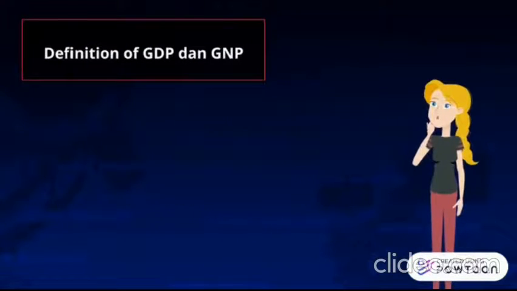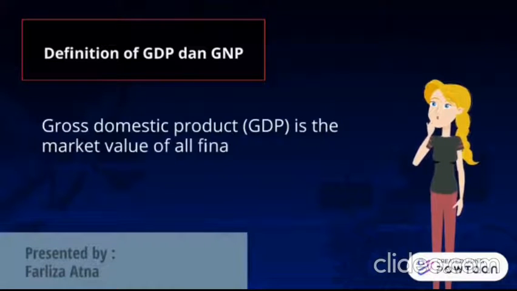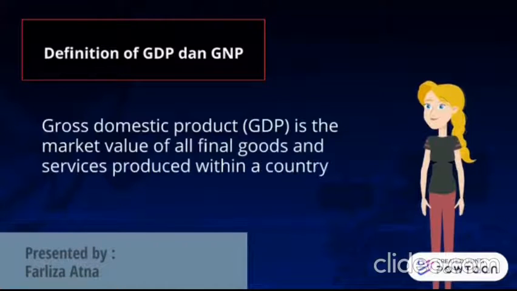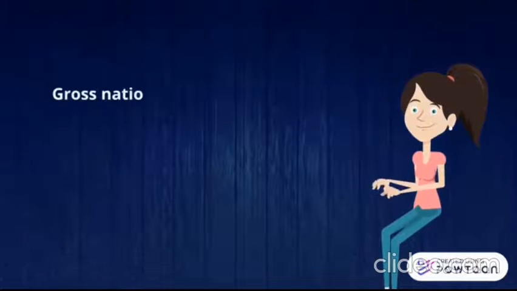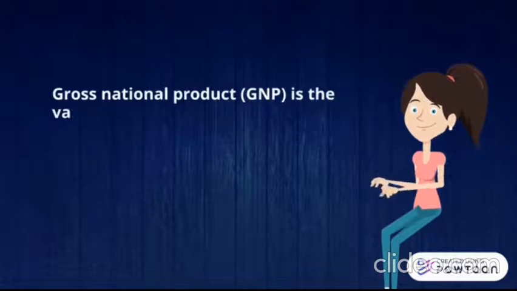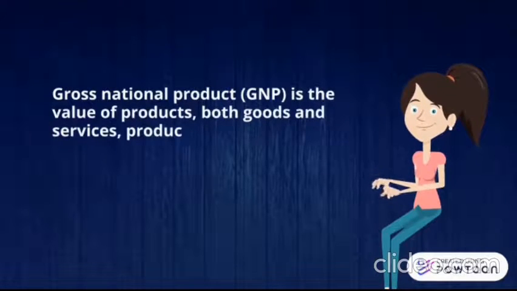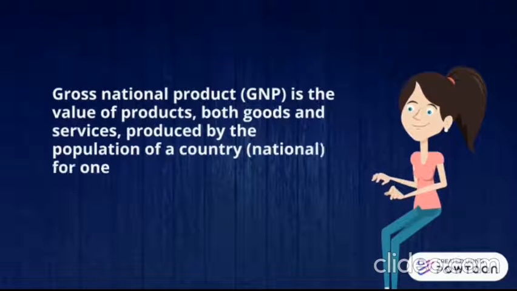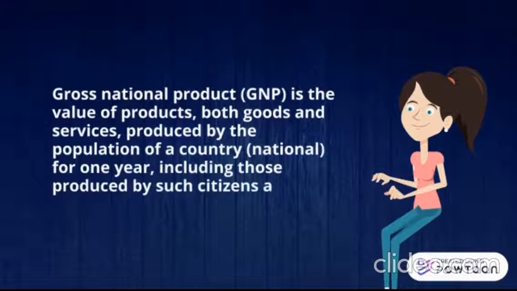Next, definition of GDP and GNP. First, GDP, or gross domestic product, is the market value of all final goods and services produced within a country in a given period of time. And then the second one is GNP, or gross national product, is the value of products, both goods and services, produced by the population of a country or a national for 1 year, including those produced by such citizens abroad.